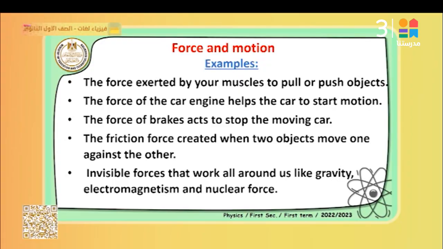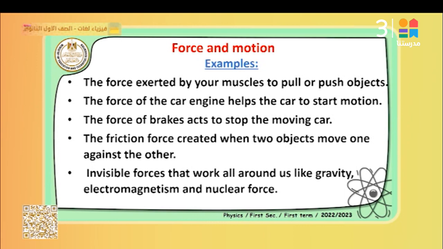The force of the car engine helps the car to start motion. The force of the brakes acts on the car to stop its motion. The two have opposite effects on the car. And the friction force between two objects, as when you bring your hands together, you have two objects that are in contact together, so you have a friction force between the two objects. Okay.